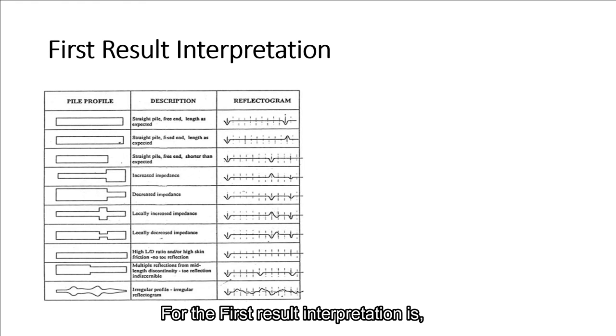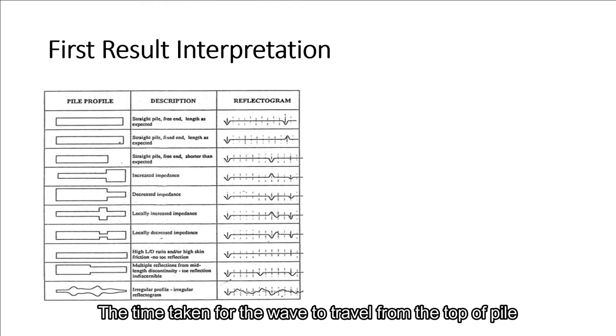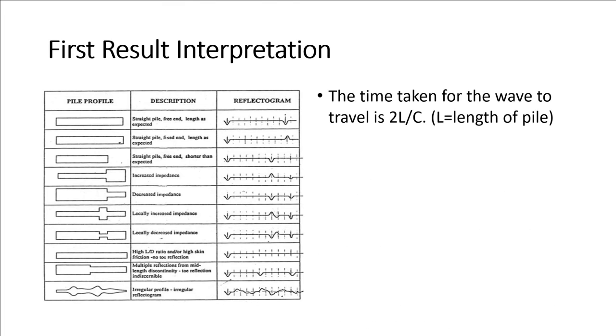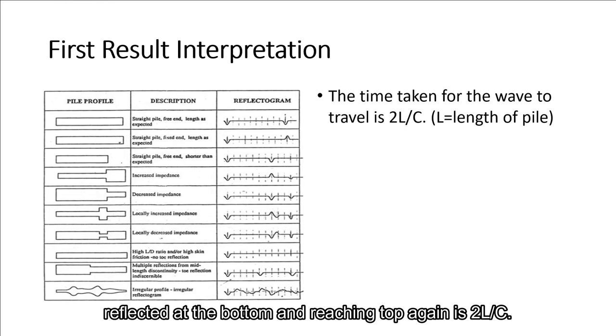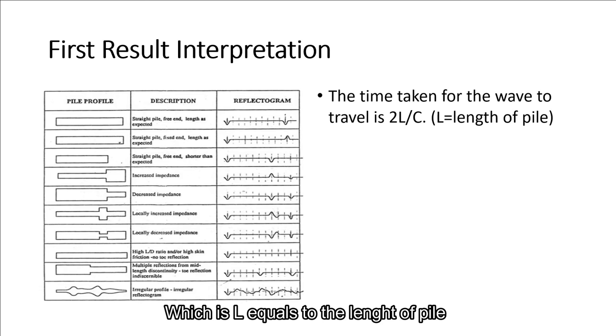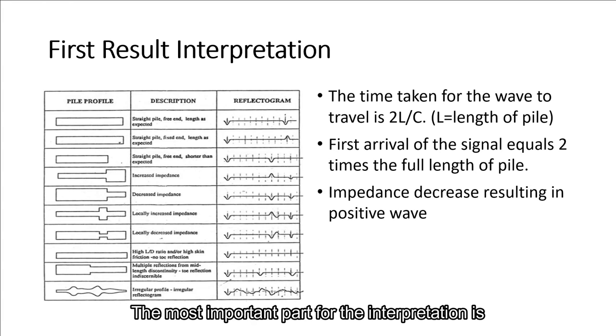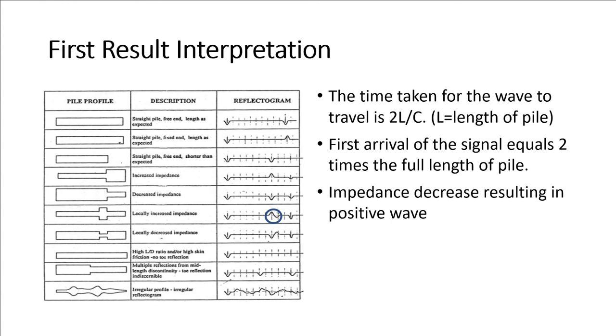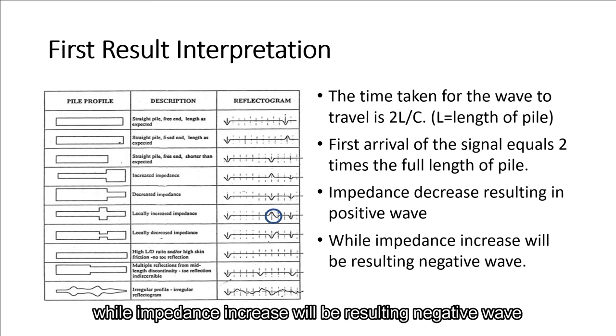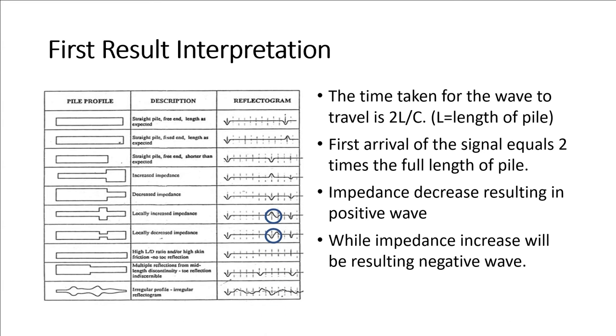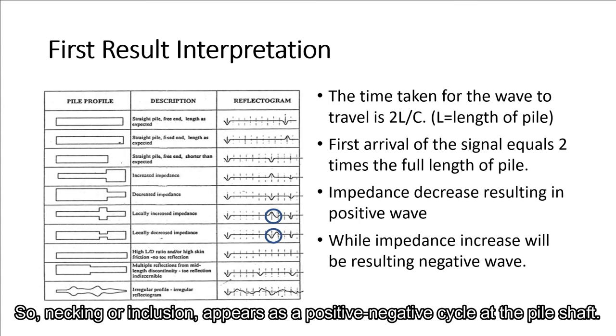For the first result interpretation, the time taken for the wave to travel from the top of the pile, reflect back at the bottom and reach the top again is 2L over C, where L equals the length of the pile. Then the first arrival of the signal equals 2 times the full length of the pile. The most important part for the interpretation is that an impedance decrease results in a positive wave, while an impedance increase results in a negative wave. So, necking or inclusion appears as a positive-negative cycle at the pile shaft.